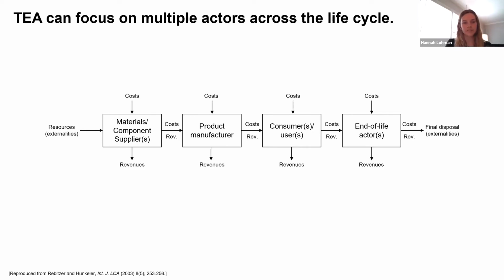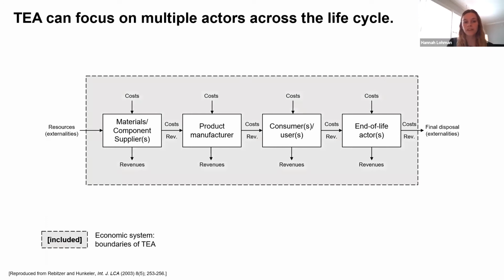And then during each phase, you can have costs and revenues occurring between the different phases. So looking between the product manufacturer and the consumer, the manufacturer might receive a revenue from the consumers because the consumers are purchasing the product. And so this is typically what you can include in the economic system boundary. And you don't have to include everything.